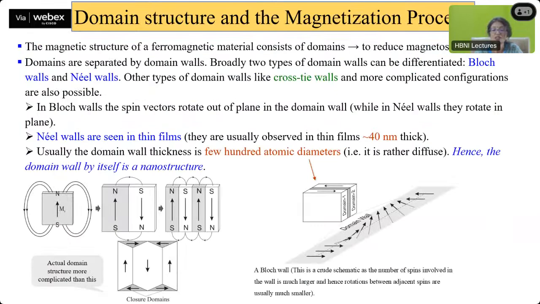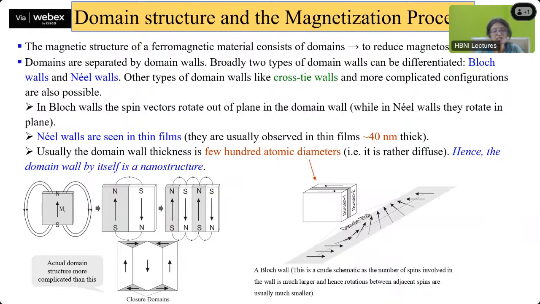Now the domain structure and the magnetization process, how it happens. The magnetic structure of a ferromagnetic material, as I said, consists of domains. Why do you need these domains? Because they reduce the magnetostatic energy. Domains are separated by walls. There are two types of walls. One is known as a Bloch wall and the other is known as a Néel wall.